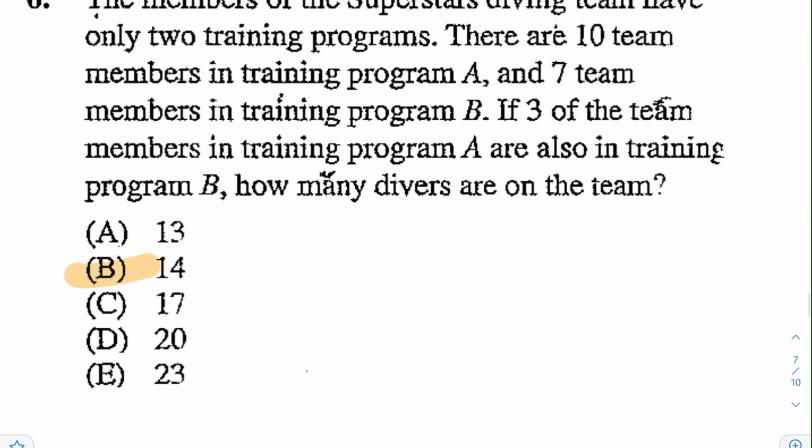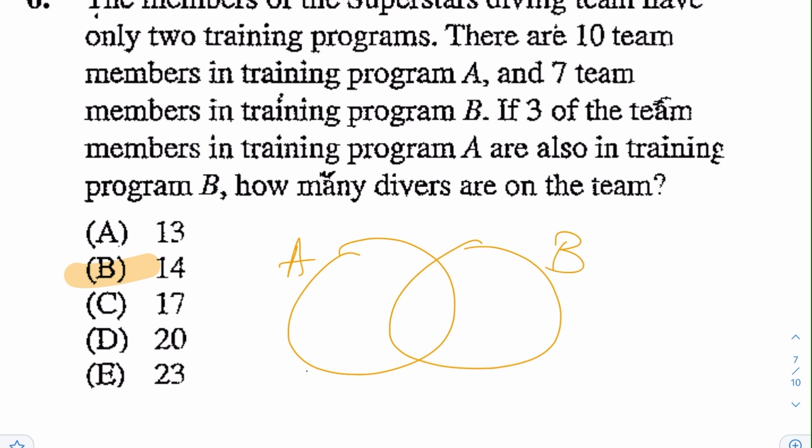Next for number 6, the members of the Superstars diving team have only 2 training programs. There are 10 team members in training program A and 17 members in training program B. If 3 of the team members in training program A are also in training program B, how many divers are on the team? So there are two training programs, A and B. Some are on both. So you want to draw a Venn diagram here. Now, 3 people from A are also in B. So that's 3 in the middle.